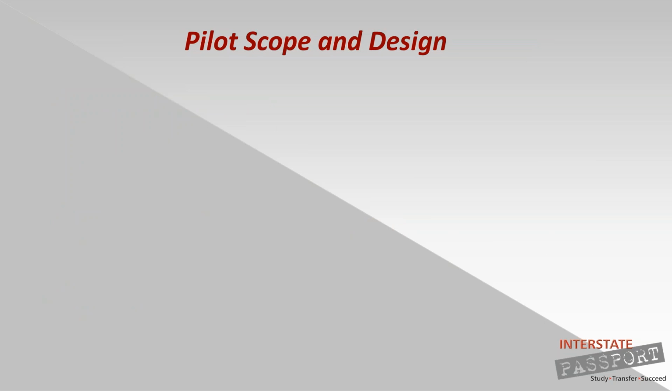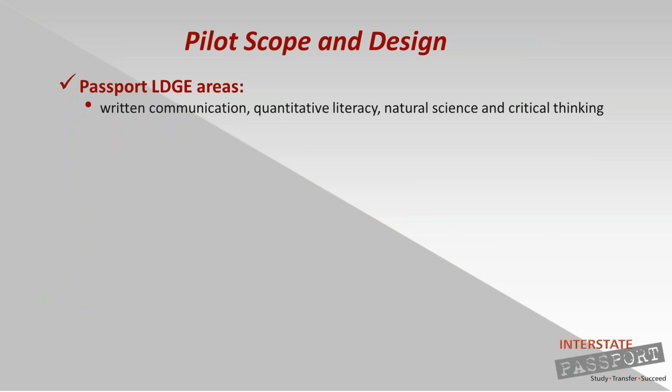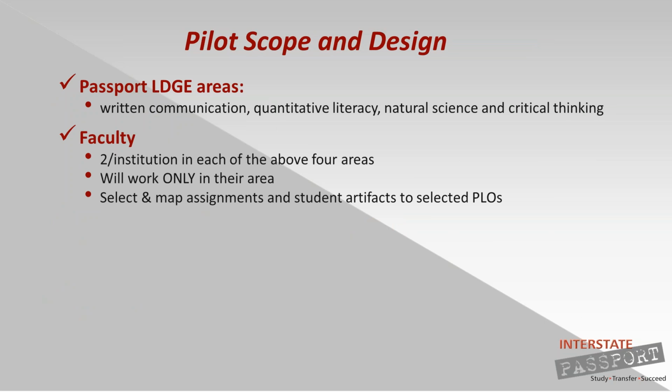So the scope and design of this pilot is as follows. As I mentioned, only 4 of the lower division GE areas are going to be covered: written communication, quantitative literacy, natural science, and critical thinking. The faculty, as I also indicated earlier, consist of 2 faculty at each institution in each of the above 4 areas. These faculty have been identified by each of their mapping specialists already. Each of these faculty will work only in the areas for which they have been selected or opted to participate.